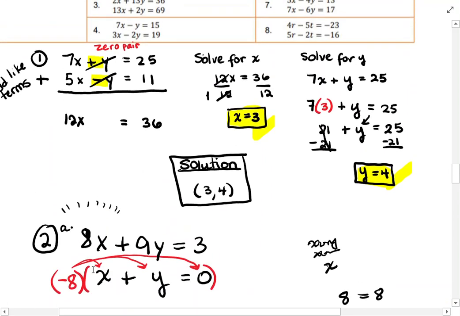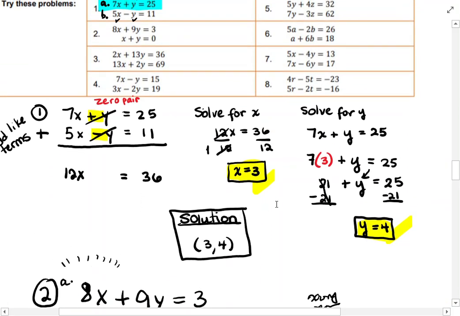So as you can see, this is how we would solve this. This is how we create the zero pairs. Please make sure you know how to create zero pairs, how to combine equations so you can do well on the assessment, okay?